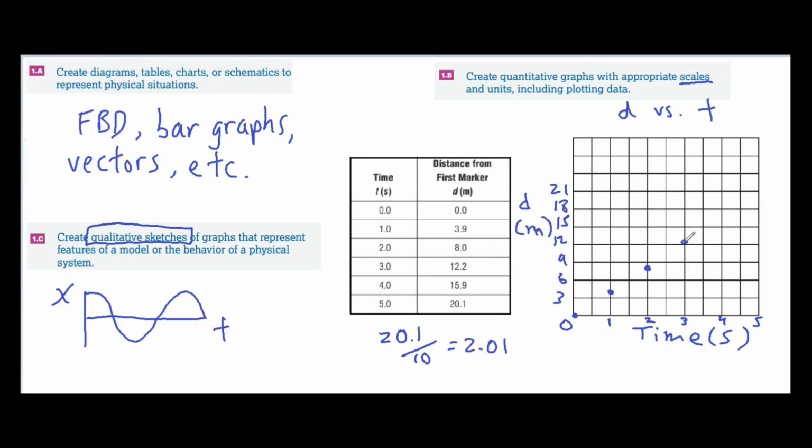3 to a little bit over 12. 4 to about 16. And then 5 to slightly over 20. I'm just going to go a little bit under this 21 over here.